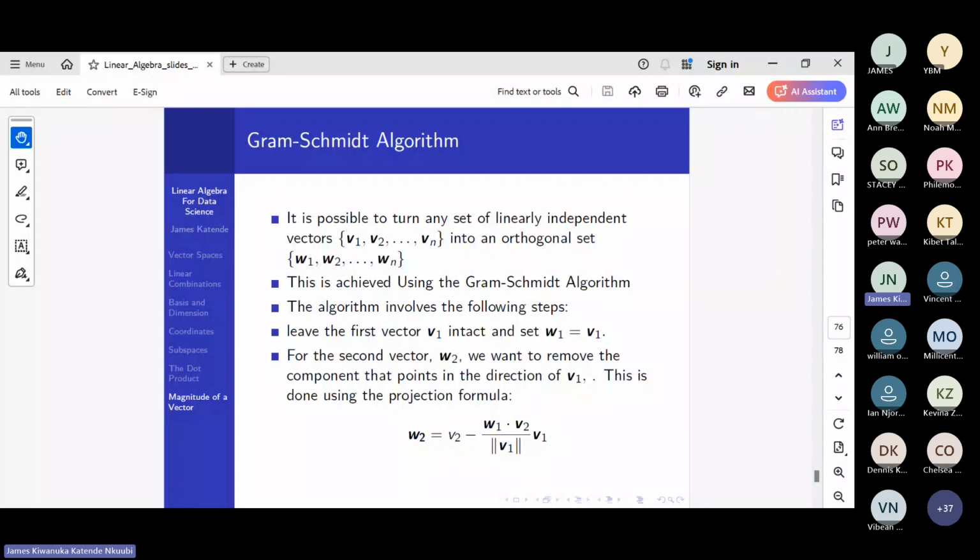So basically, this is how you convert. If you have a set of linearly independent vectors, V1 up to Vn, you can convert them into another set of orthogonal vectors, W1 up to Wn, which still span the same space. They will also be a basis for the same space that is spanned by V1 up to Vn.